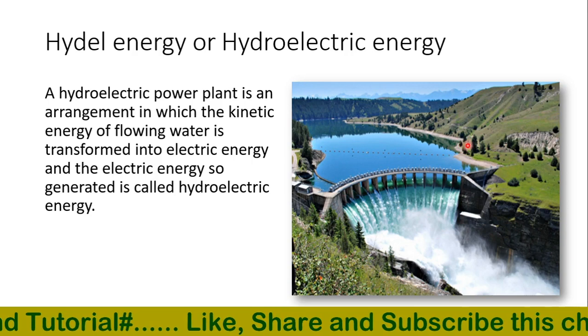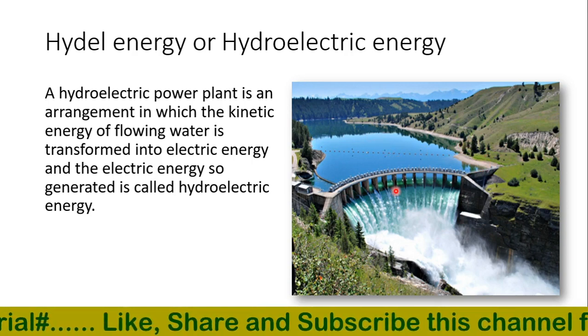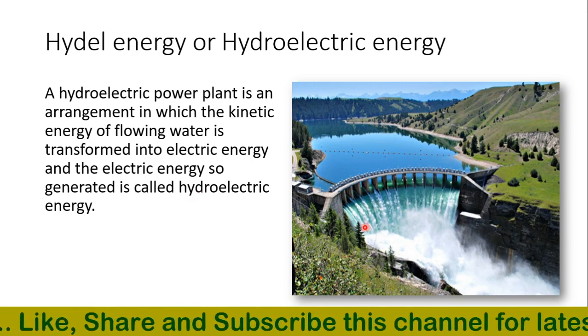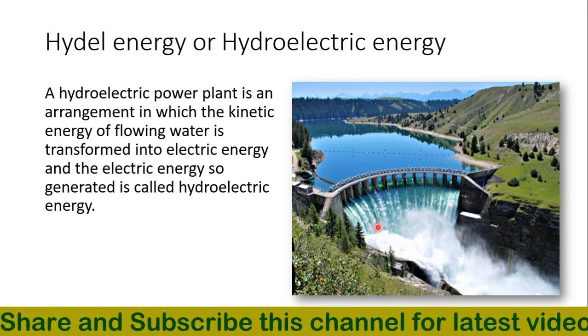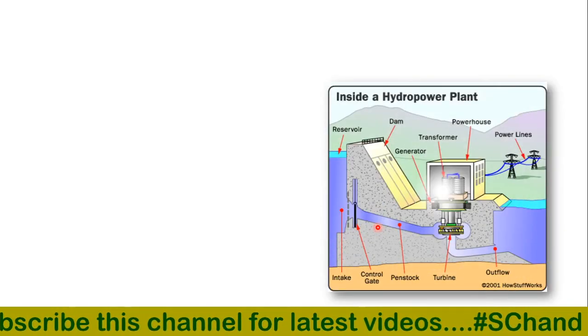So a dam is made. The energy of this water converted into electric energy is known as hydroelectric energy. So the moving water is used to produce electric energy, and the electric energy so produced is known as hydroelectric energy. Then we have the hydroelectric power station or the hydro power station.